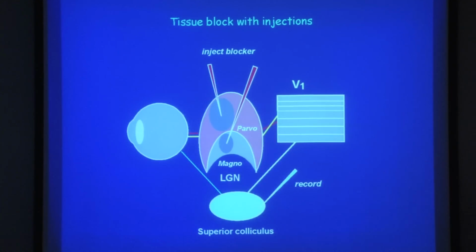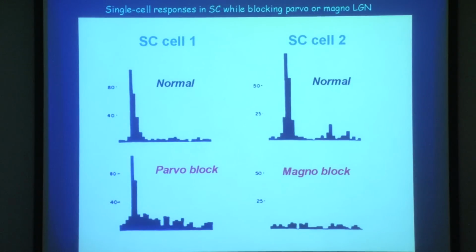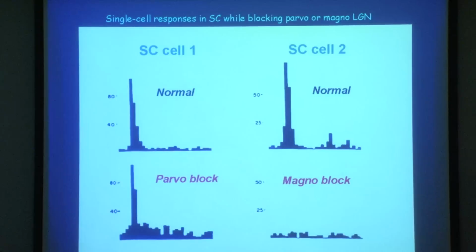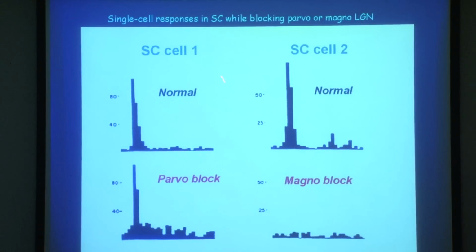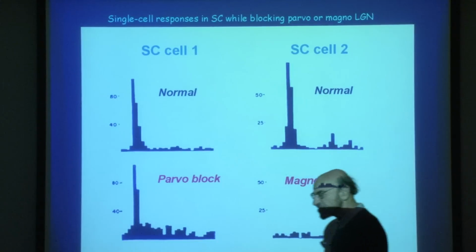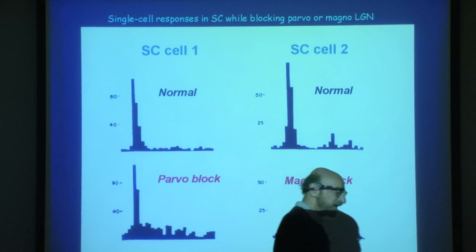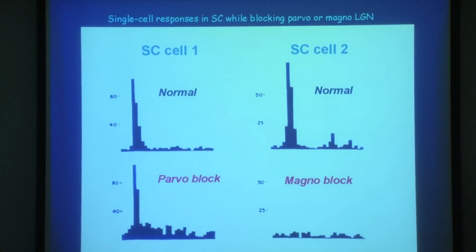So first of all, what this shows is that if you record from 2 cells in the geniculate shown, and 2 cells in the colliculus shown, this is under normal conditions, and this is when the parvocellular layers are blocked. Here's another cell, normal condition, and the magnocellular layers are blocked. So this clearly shows, and this was done with dozens and dozens of cells, that blocking the parvocellular layers, meaning blocking the midget system, had no effect on the corticotectal driving of cells, whereas magnocellular block eliminated it.